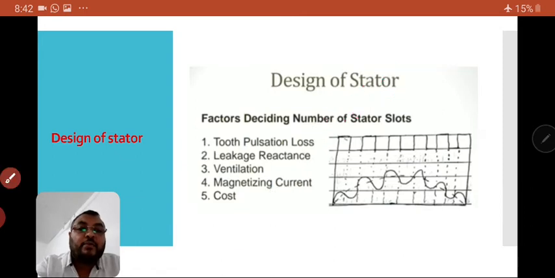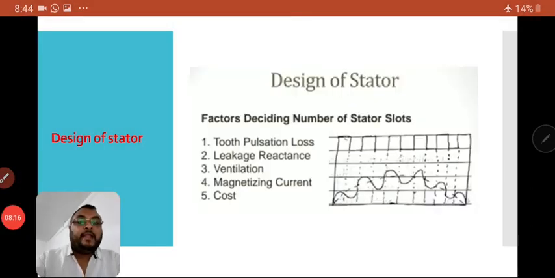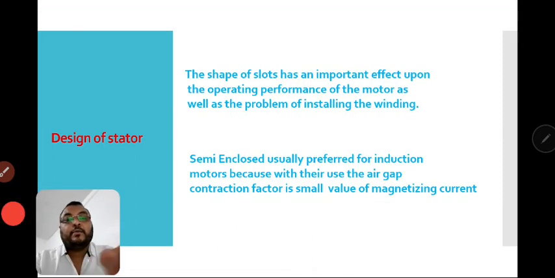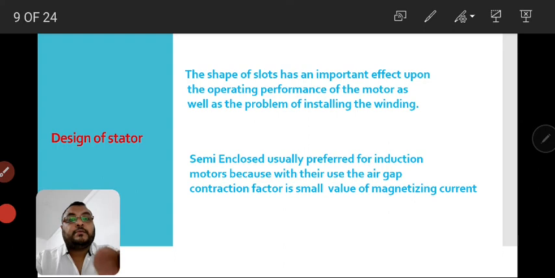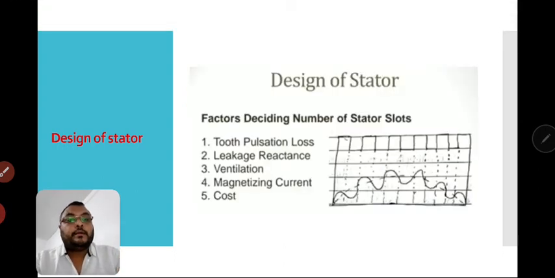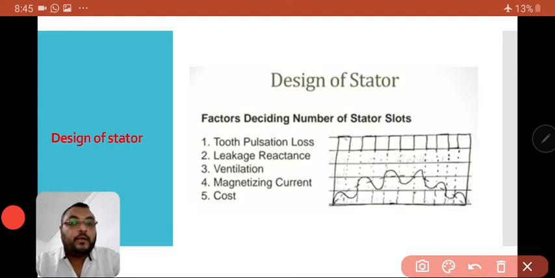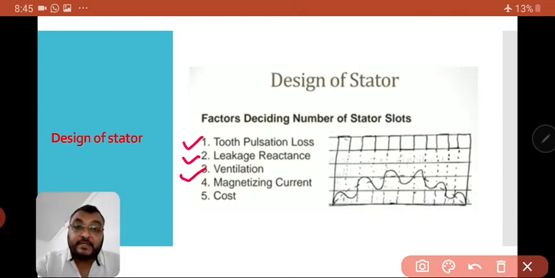Next, we see the third point, that is ventilation. The first 2 points we already explained: tooth pulsation loss and the leakage reactance. Now the third point is ventilation. In the design of a three-phase induction motor, ventilation plays a very important role, because the main function of ventilation is to provide cooling for the winding of the AC machine.